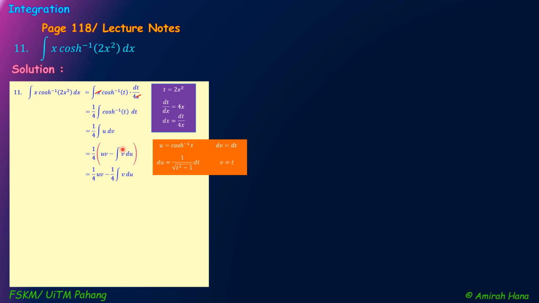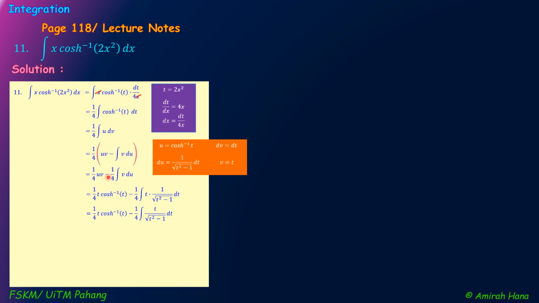And then we already discussed that u equals inverse cos t, dv equals dt. From u we need to find du, so we need to differentiate, and from dv we need to find v, so we need to integrate. After we get u, du, dv and v, we put them into the formula. Then we got this: we have 1 over 4, u times v, so we got t inverse cos t.